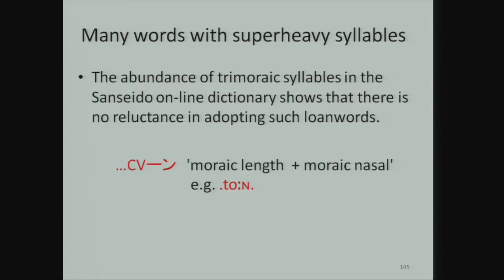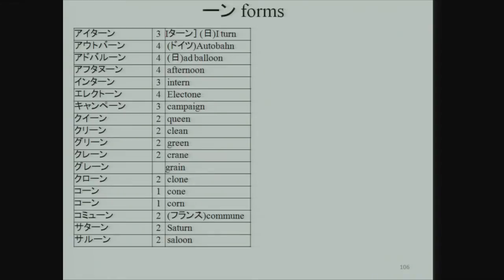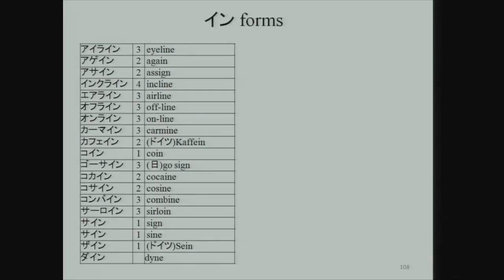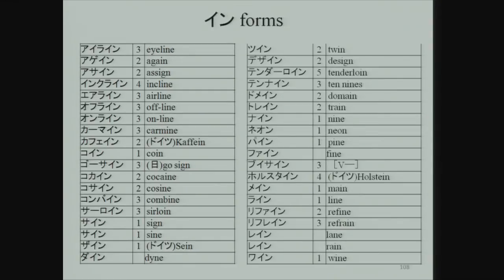And an online dictionary, just by doing a search on them, shows that there is no reluctance in adopting such loanwords. So this is the katakana form with the moraic length plus moraic nasal, if you search that, as well as in, which also creates a super heavy syllable. We get these forms like aitan, autoban, adobarun, afternoon, etc. And also in forms, airain or design, tendaroin, and so on. And there's really a lot of these forms. So there's apparently no reluctance in borrowing such super heavy syllables.